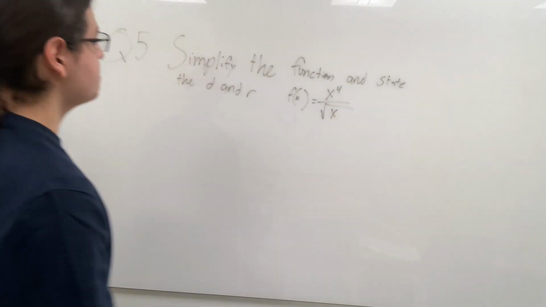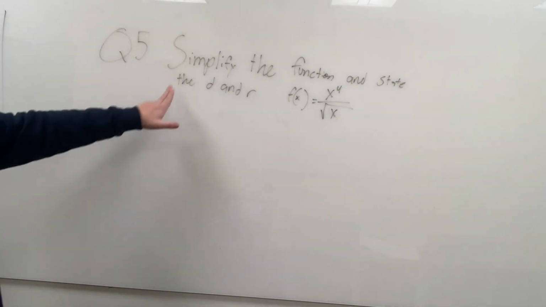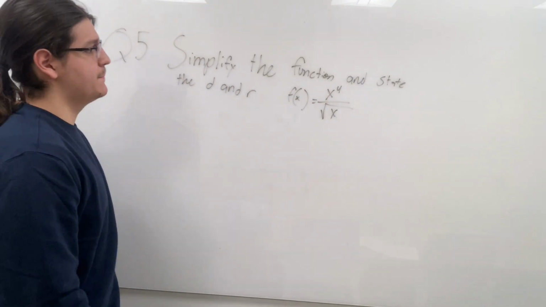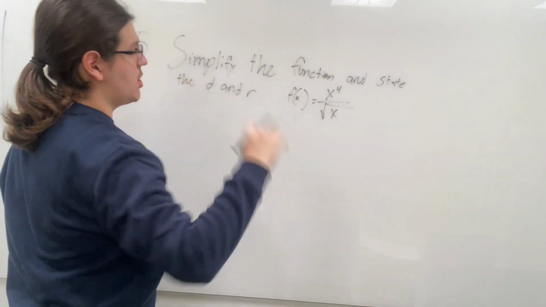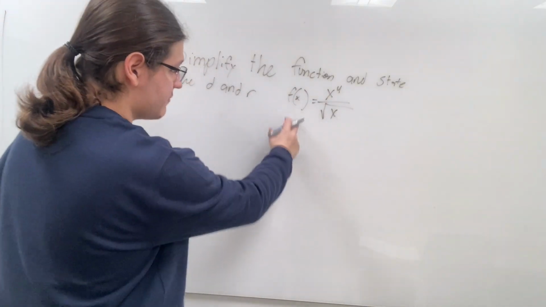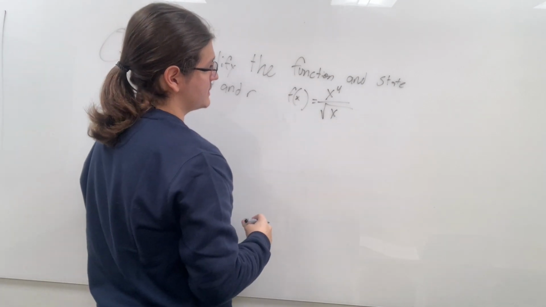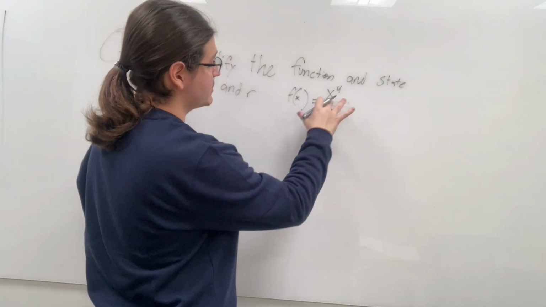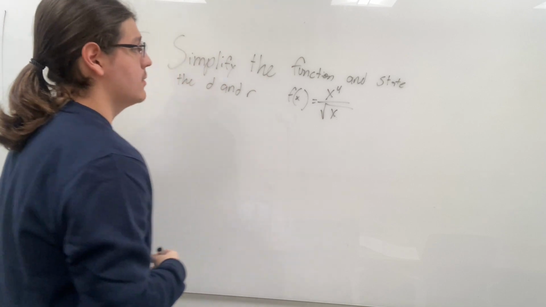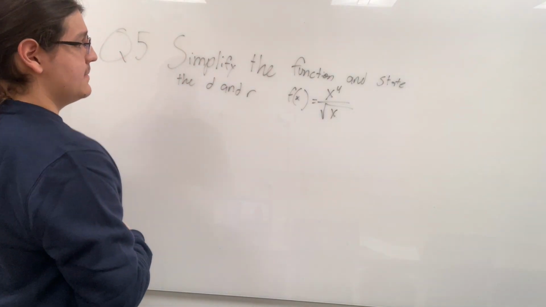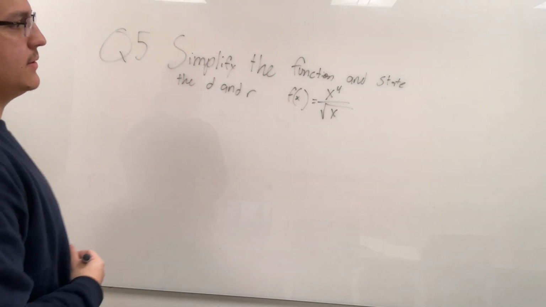Okay, here we are, our fifth question. Simplify the function and state the domain and range. All right, so here's our function. f of x is equal to x to the 4th power divided by the square root of x.